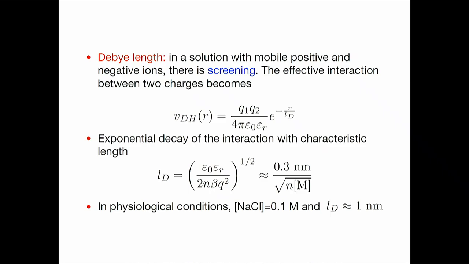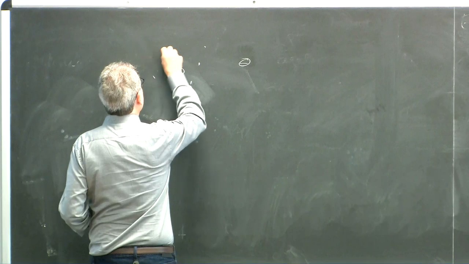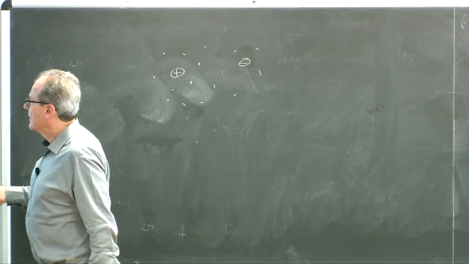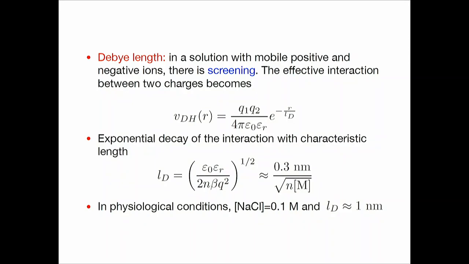But the point is that when you have mobile ions which can move in a solution, then they have a certain entropy. And there is a balance between the electrostatic energy and the entropy, which makes the system have a very interesting behavior. What you can show is that if you have, in a solution, positive and negative ions which are mobile, then if you look at the effective interaction between two charges, let's say plus, minus, and you have salt all around, the Coulomb interaction is no more, I forgot the 1 over r, by the way.